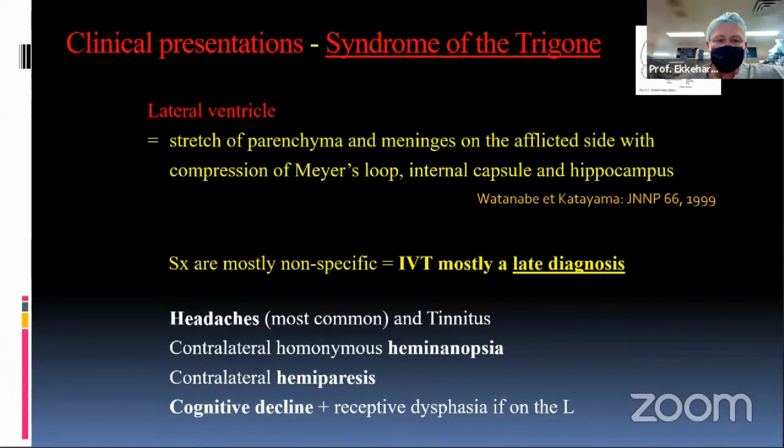So what is the clinical problem? There's stretch on the parenchyma of the meninges and the surrounding brain on the afflicted side, and it can compress Meyer's loop, the internal capsule, and the hippocampus. If it's a neoplastic problem, these patients often present late in their course of disease, and the most common presentation actually is that the patient is just presenting with headaches, sometimes with ipsilateral tinnitus, but there may be contralateral hemianopia, contralateral hemiparesis, and on the left side, you often find a more prominent cognitive decline and even dysphagia.